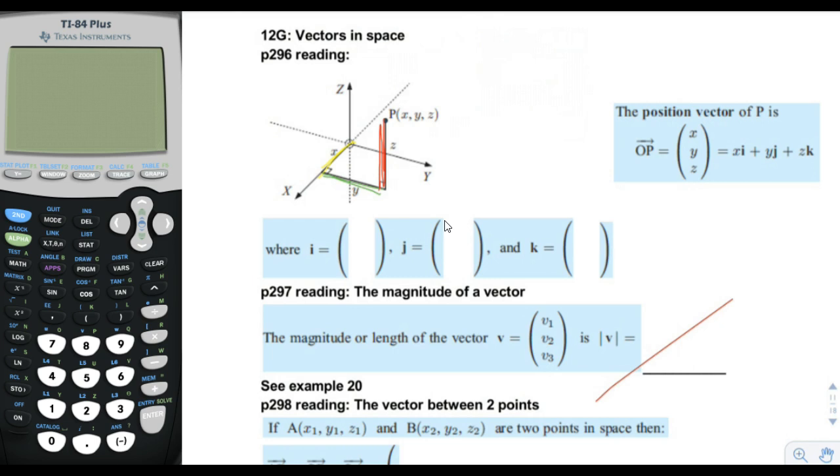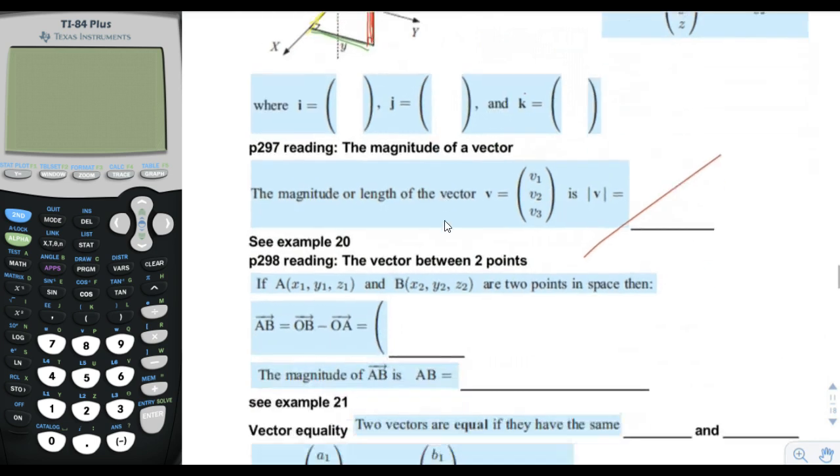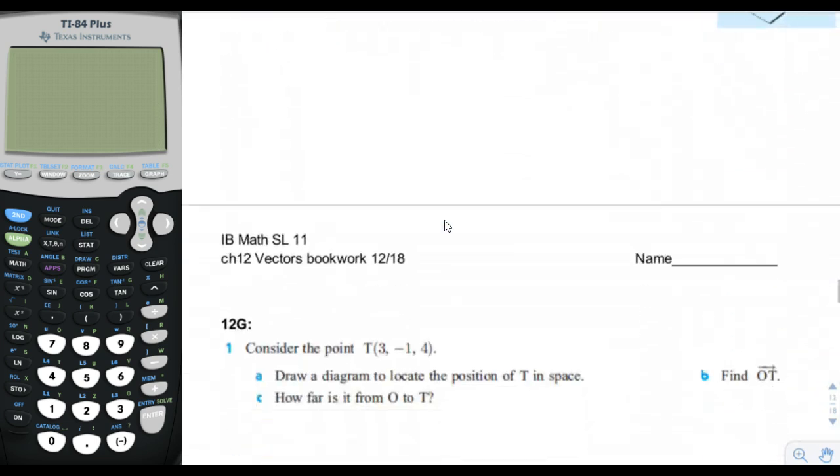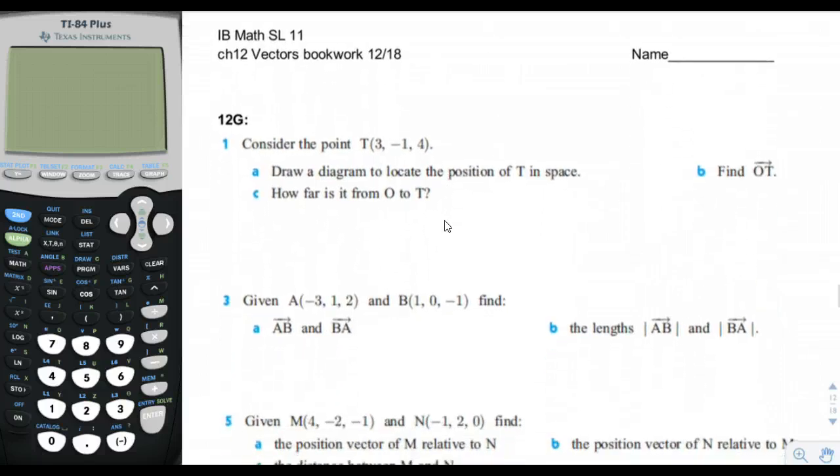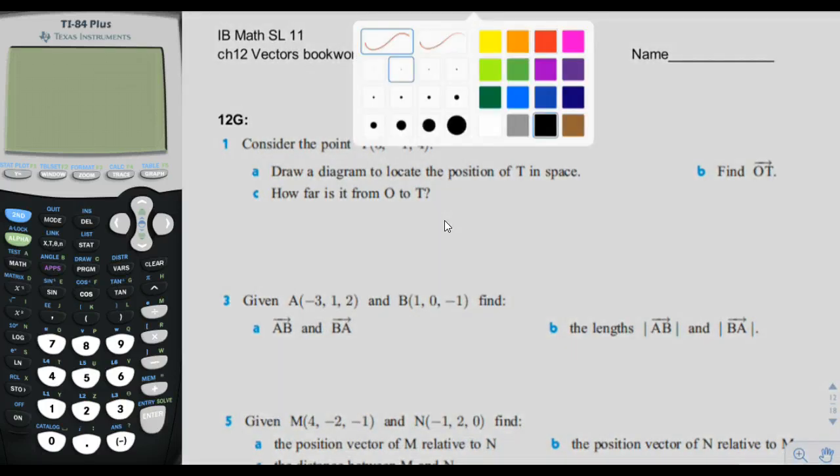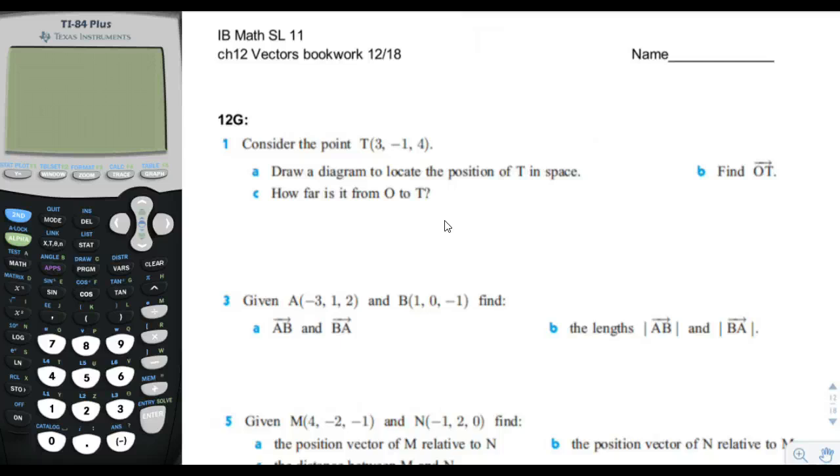Now remember how I always say that art is very important to math. So let's see, first I'm going to draw the axes. We have the x-axis, the y-axis, and then the z-axis, like that. X, y, and z. So we're going to find the point T in space. And first we're going to assign a color to each one.